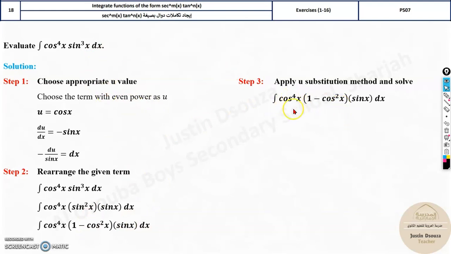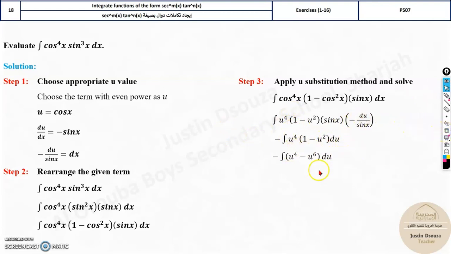Now substitute the u values. Instead of cos to the power 4x, it'll be u to the power 4, 1 minus u squared, because cos squared x is u squared. Sin x, leave it, dx will be minus du by sin x. Now these both cancel, negative sign remains, u to the power 4, 1 minus u squared du.